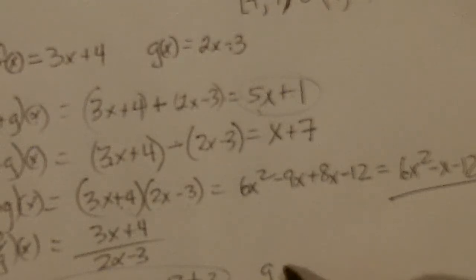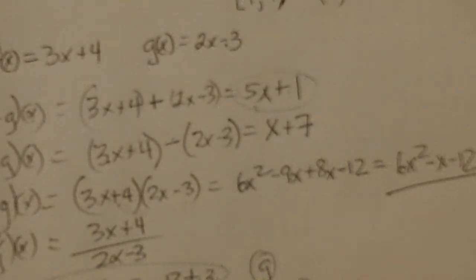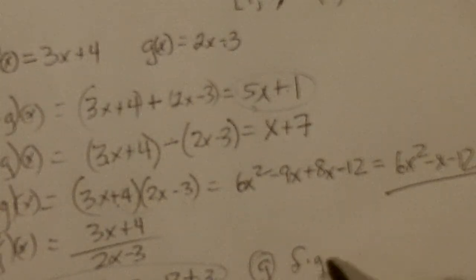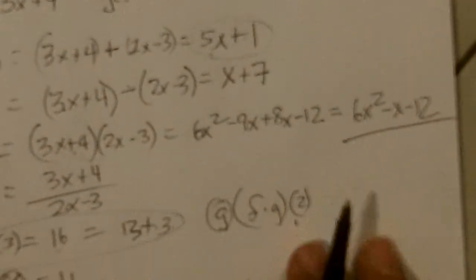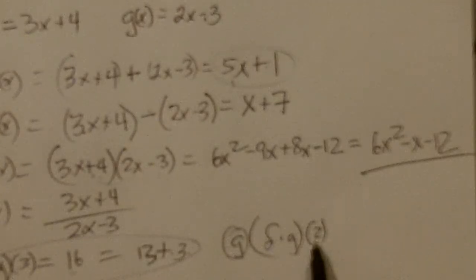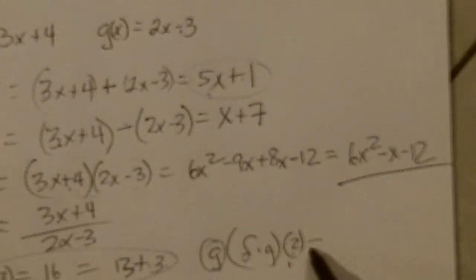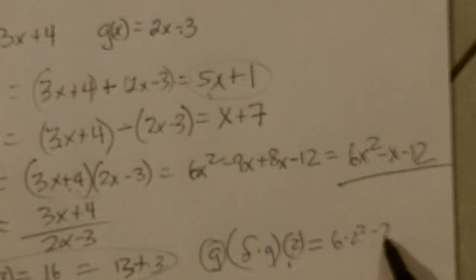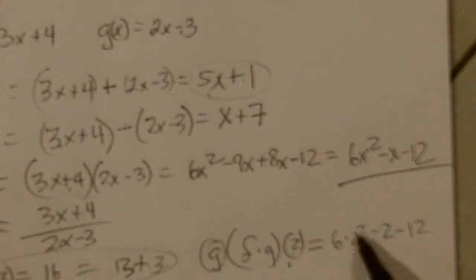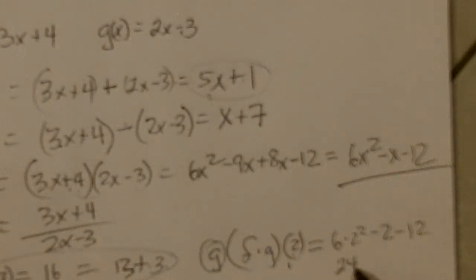G says to do the product of F times G with 2. So I could put 2 into F and into G and then multiply the answers, or I can put it into what I got here, which would be 6 times 2 squared minus 2 minus 12. 4 times 6, 24, minus 2 minus 12 is 22, minus 12 is 10.